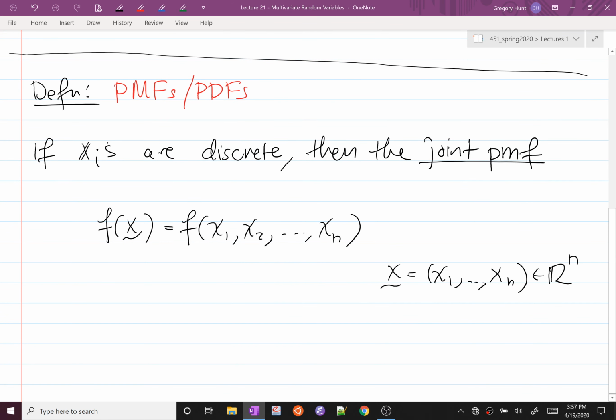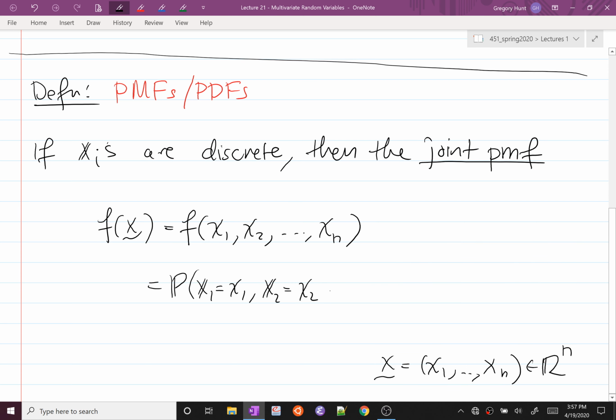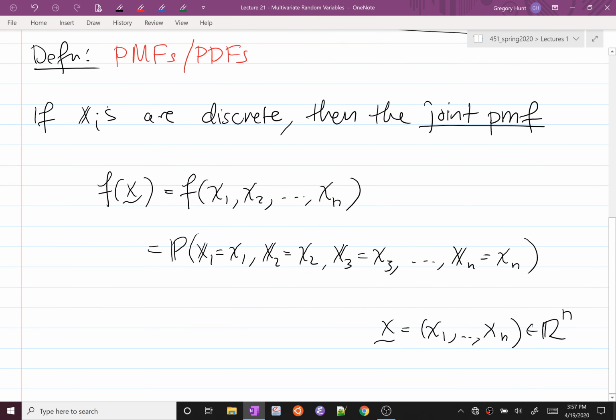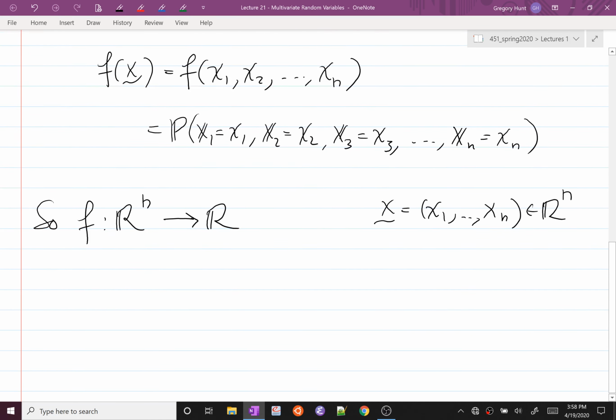It's a multivariable function. This is defined as the probability that X1 is little x1 and X2 is little x2, and X3 is little x3, all the way up to X sub n is little xn. And so f in this case is a function from Rn to R, and it is called the joint PMF of the X sub i's. So this is the case if we have discrete random variables, if they're all discrete.